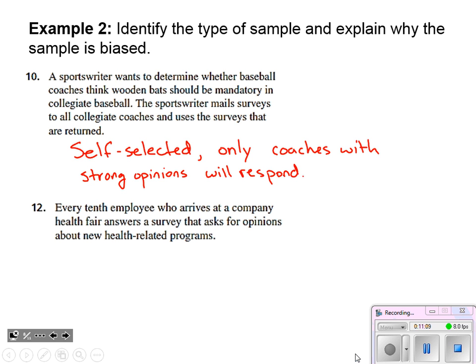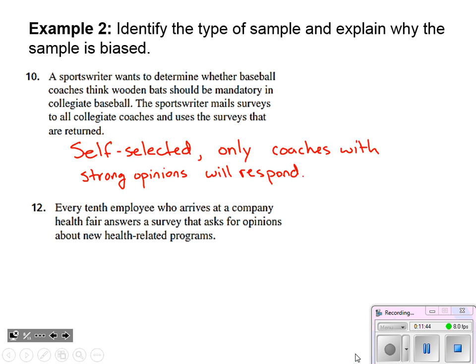Just like if you order something online and it's just okay, it's what you expected, you wouldn't feel compelled to review it as being an average product. You just kind of deal with it. Same thing is happening here. It's self-selected. Only the coaches that have really strong opinions are going to fill out that survey. I think they should ban metal bats. Or, I think metal bats make the sport more engaging at the collegiate level, more competitive. Only those types of responses are going to be turned in. So definitely a biased opinion with a self-selected sample.